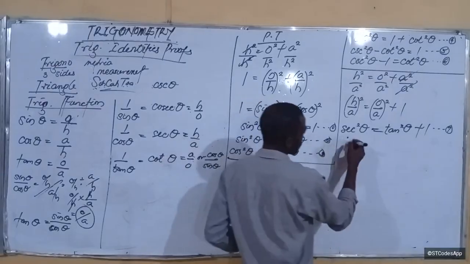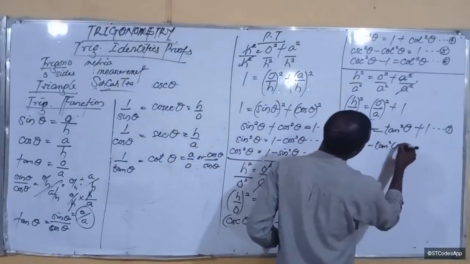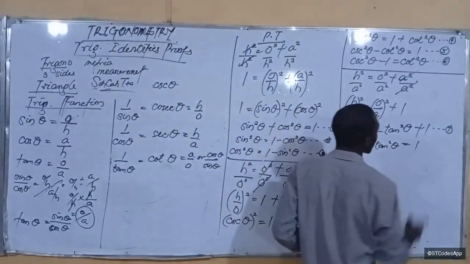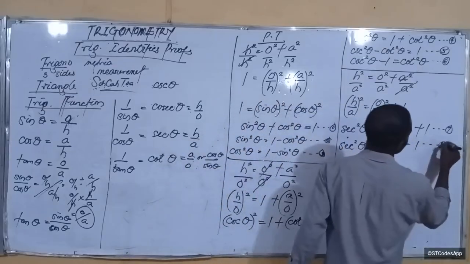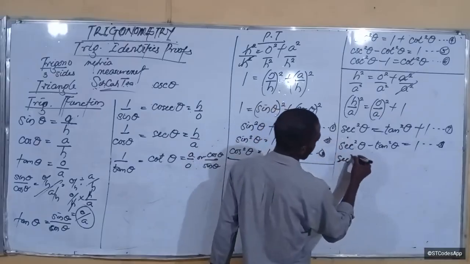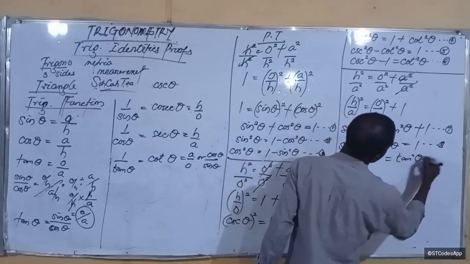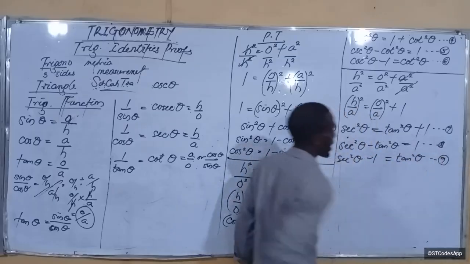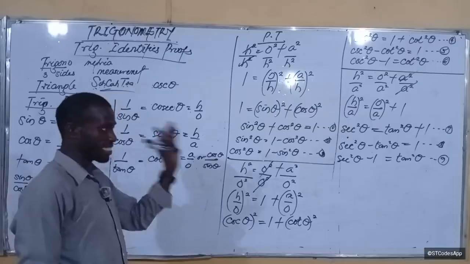Then from here we will also find out that sec squared theta minus tan squared theta is actually equal to 1. By the time you bring this guy here, right? This is equation 8. Now we also find out from here that sec squared theta minus 1 is actually equal to tan squared theta. This is equation 9. Is it clear? So we'll be able to derive 9 identities from here.